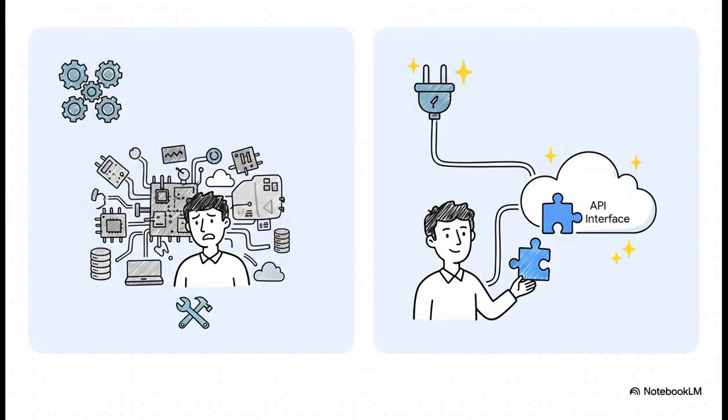And this really shows you the before and after picture perfectly. On the left, you've got the old way. It's complicated, it's high maintenance, it's a huge engineering project. And on the right, with Gemini File Search, it's simple, it's integrated, and it's fully managed. You go from having to build the whole car yourself to just getting the keys.